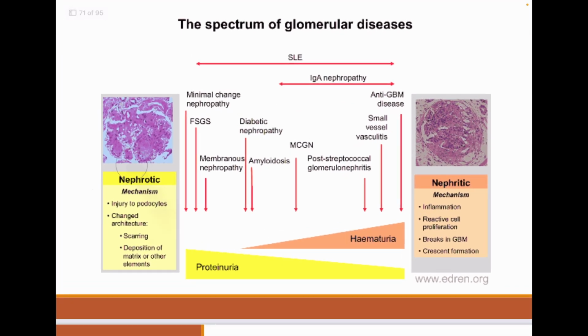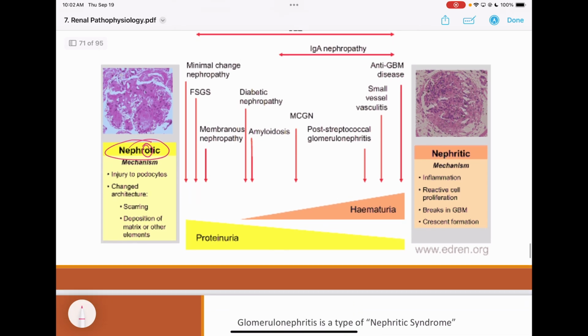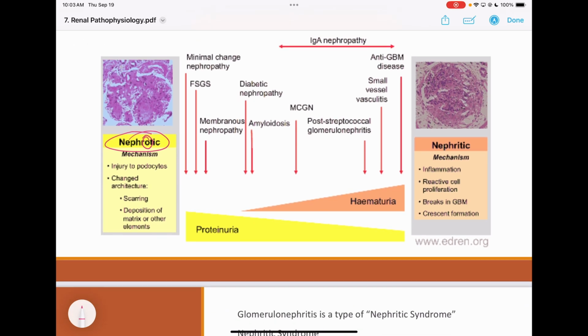On one side, we have nephrotic. Remember, it's got the O. So proteins is more on this side. Injury to the podocytes is the main mechanism for this type of injury. Remember, the podocytes provide the fenestration size around the outside, preventing large molecules from getting through. As you destroy those podocytes, the opening gets bigger and the bigger molecules can get through.